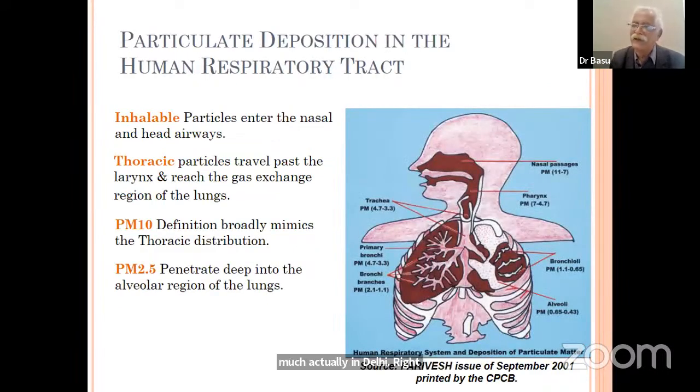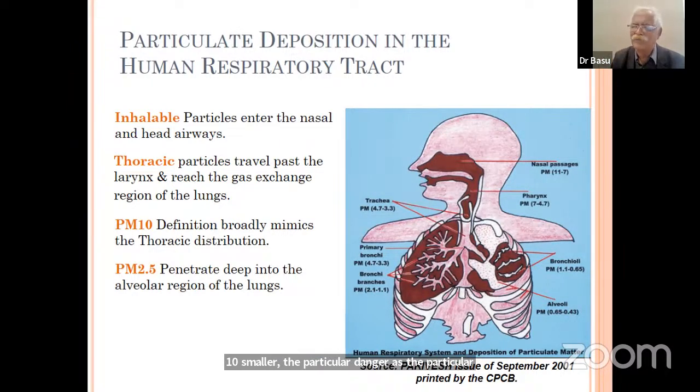I would have been happy to say that air pollution is necessary, but it is not. Now you inhale the air through the nose and through the mouth, and then it enters the tract, the throat, and then comes to the lungs. When it comes to the lungs, which are a gas exchange region, it is deposited, and the lungs get damaged actually. The oxygen intake capacity of the lungs goes down. That is the problem with PM 2.5 and PM 10. Smaller the particle, more dangerous the particle.